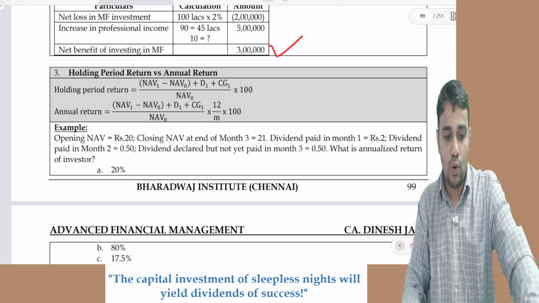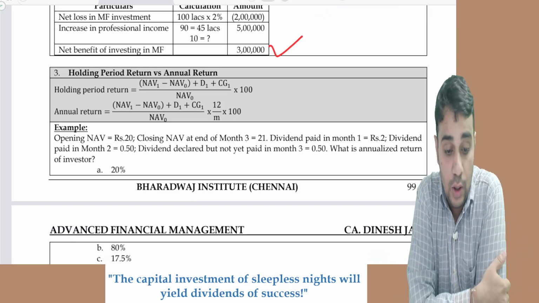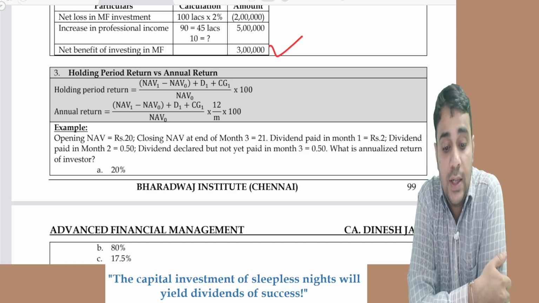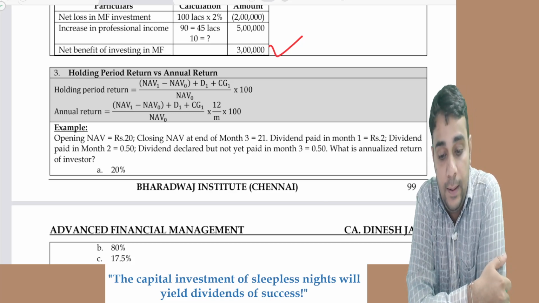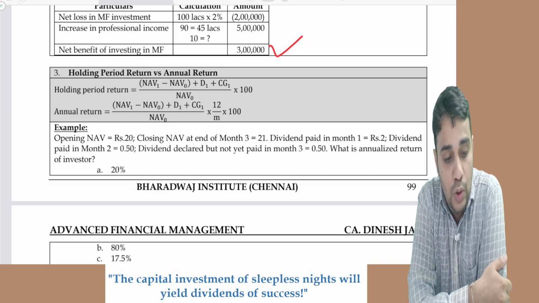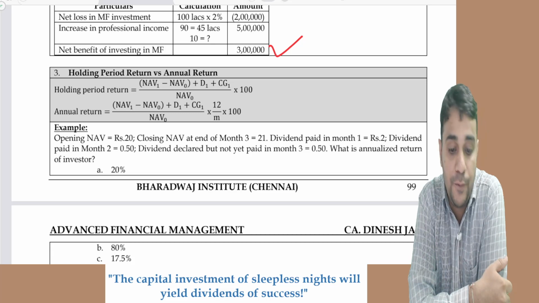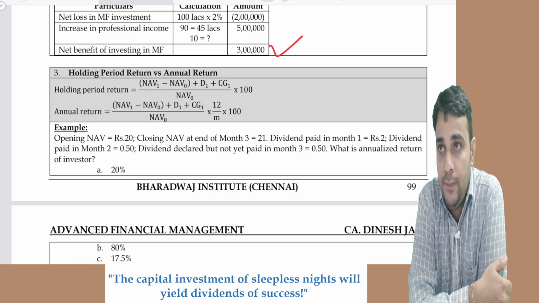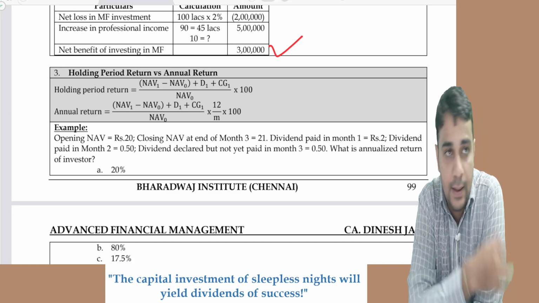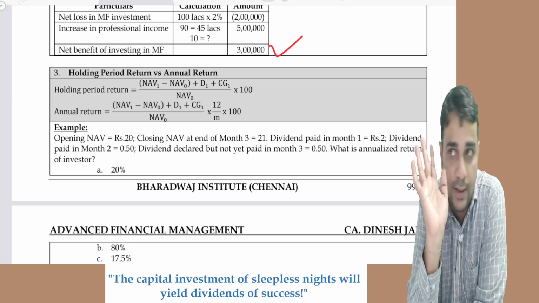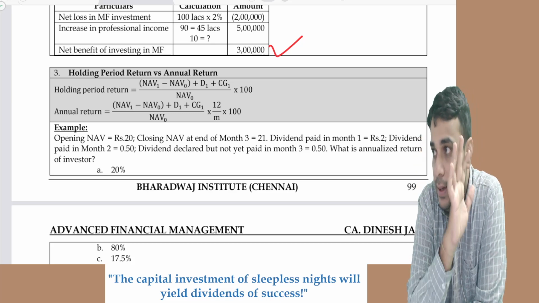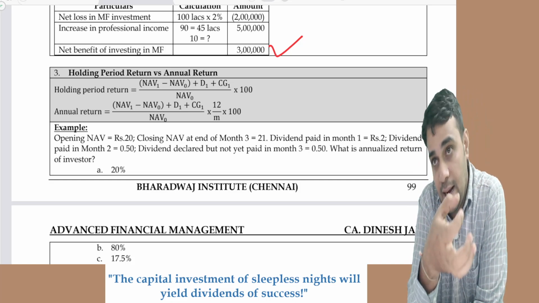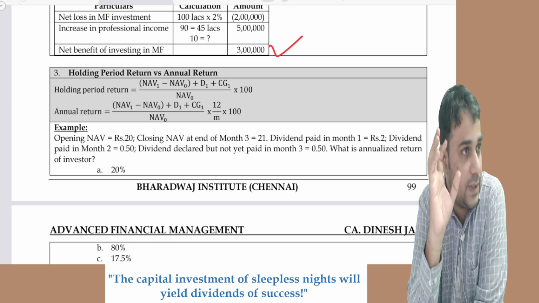Now let's look at this. Opening NAV 20, you will write along with me when I apply the formula. Opening NAV 20, closing NAV at the end of month 3, 21. Dividend paid in month 1, 2 rupees. Month 2, 50 paise. Dividend declared but not yet paid does not matter. It is my income. The moment you have declared it, it is my income. So dividend paid is my income. Dividend declared is my income. All these are my income.